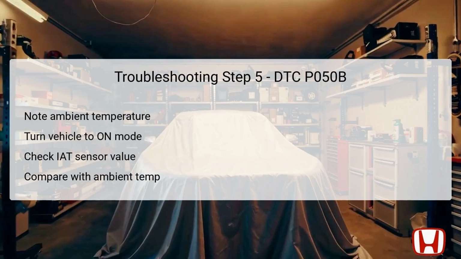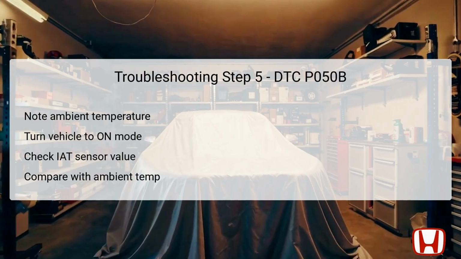Begin by noting the ambient air temperature before turning the vehicle's ignition to the on position. Quickly access the HDS and record the reading from the IAT sensor. Comparing this value to the noted ambient temperature is crucial. The difference should be less than 5.4 degrees Fahrenheit, 3 degrees Celsius. This comparison helps in determining whether the IAT sensor is accurately reporting the temperature of the incoming air.